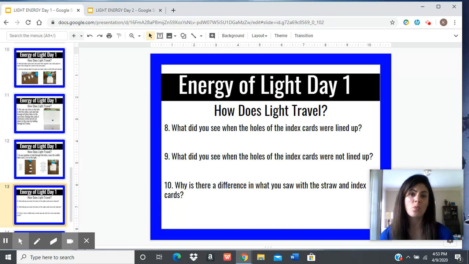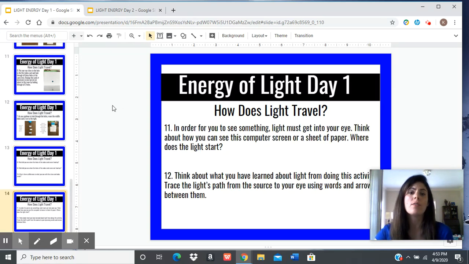Now that you've finished with our 3 experiments, the flashlight with the pencil experiment, the flexible straw experiment, and the 3 index card experiment, answer these questions on your Google Slides. 8, what did you see when the holes of the index cards were lined up? 9, what did you see when the holes of the index cards were not lined up? 10, why is there a difference in what you saw with the straw and index cards?